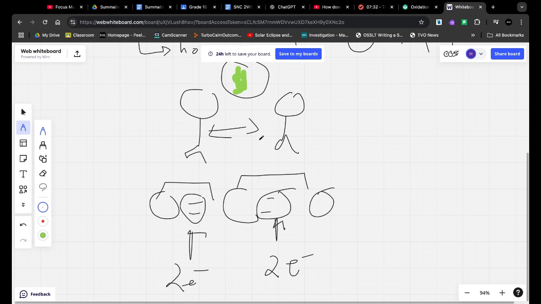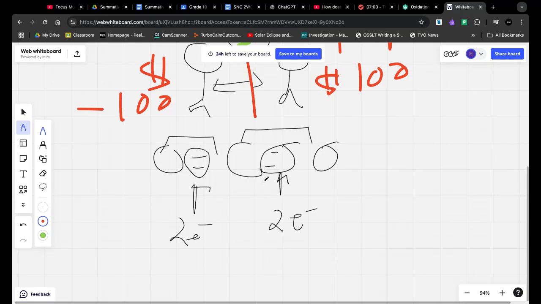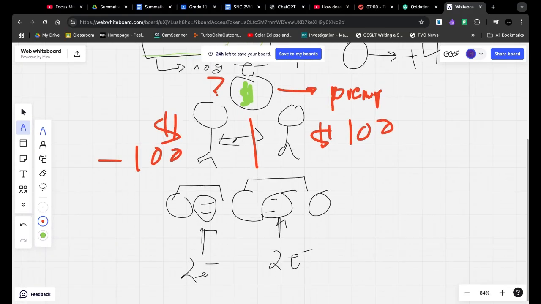Okay. Now let's say they get divorced. This bond is broken. What happens to the money? Well, let's say they had a prenup agreement which stated who gets what, right? So let's say this person gets $100, and then this person loses that $100. So one person gains that $100, one person loses that $100. Same thing here. The oxidative state is basically the prenup of this bond. It's basically where would these electrons go if these bonds were to break.